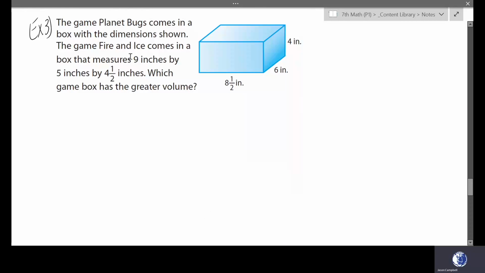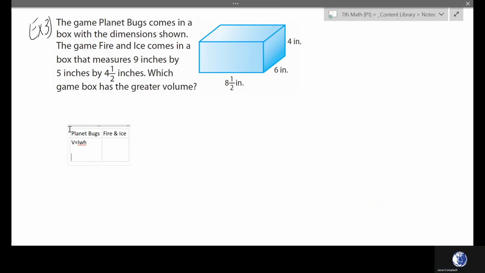Example 3 says, the game Planet Bugs comes in a box with the dimensions shown. The game Fire and Ice comes in a box that measures 9 inches by 5 inches by 4.5 inches. Which game has the greater volume? So let's see, we need Planet Bugs and Fire and Ice. And for both of these, volume is equal to length times width times height. And let's do, so Planet Bugs is the picture. So 8.5 multiplied by 6 multiplied by 4.